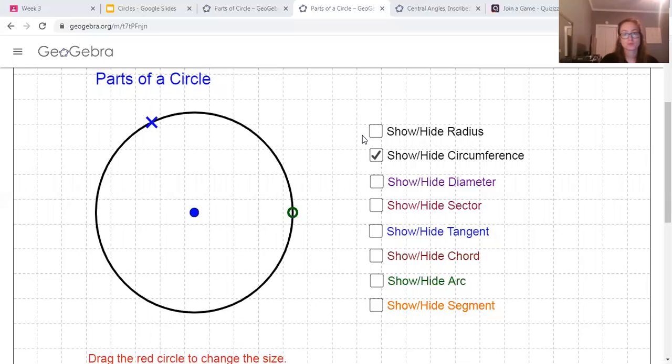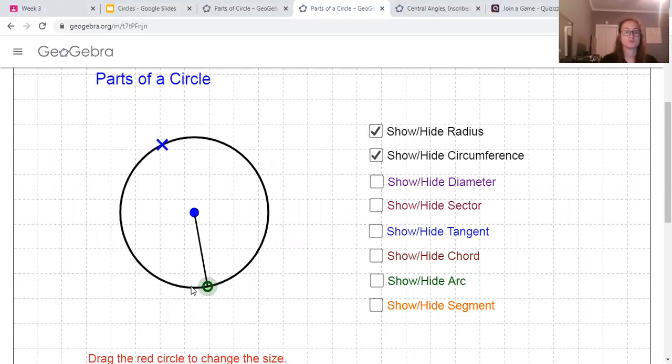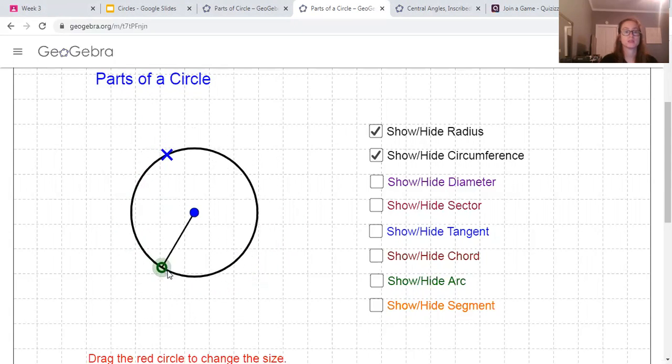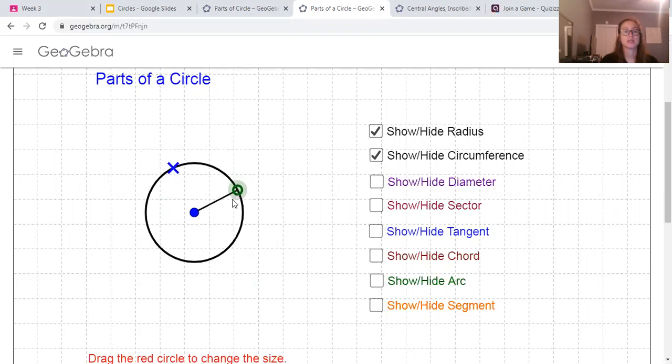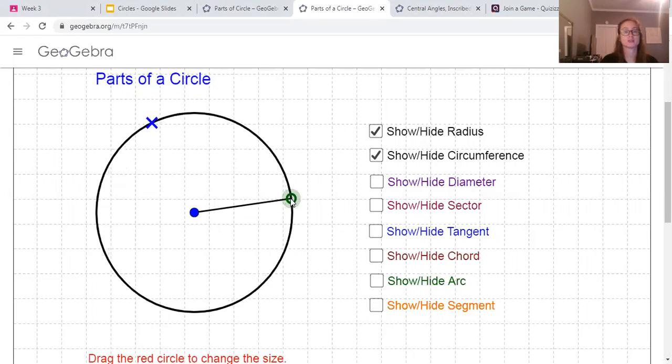So that is called a radius. So we'll show that one. And it doesn't matter where you move it on the circle, it's going to be the same distance all the way around if you keep the same circle. If you make it smaller, it will change. If you make it larger, it will change.